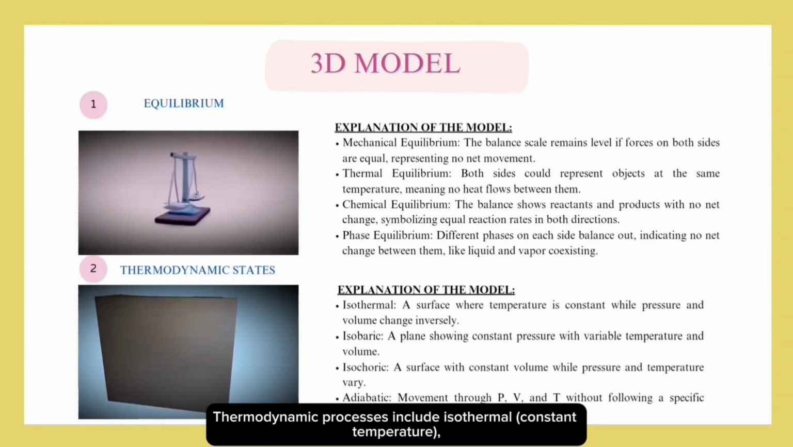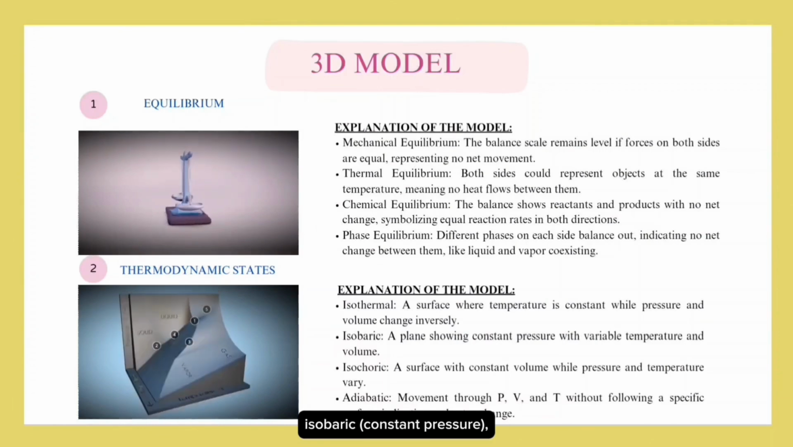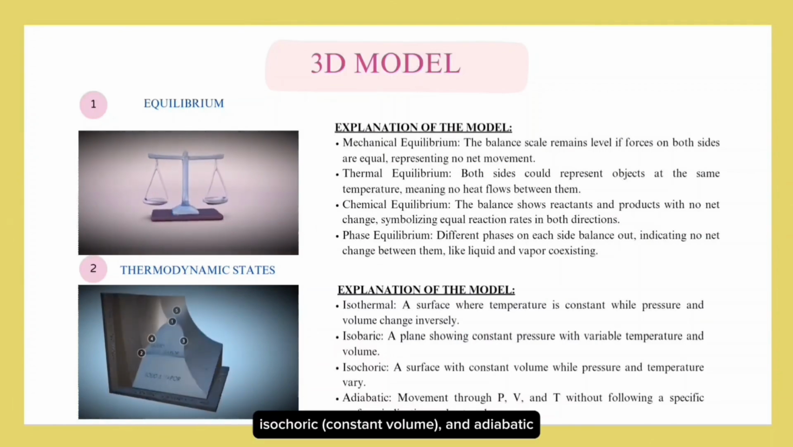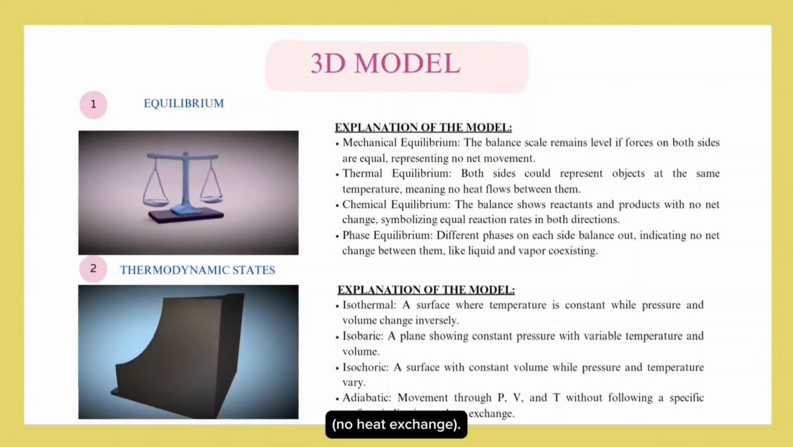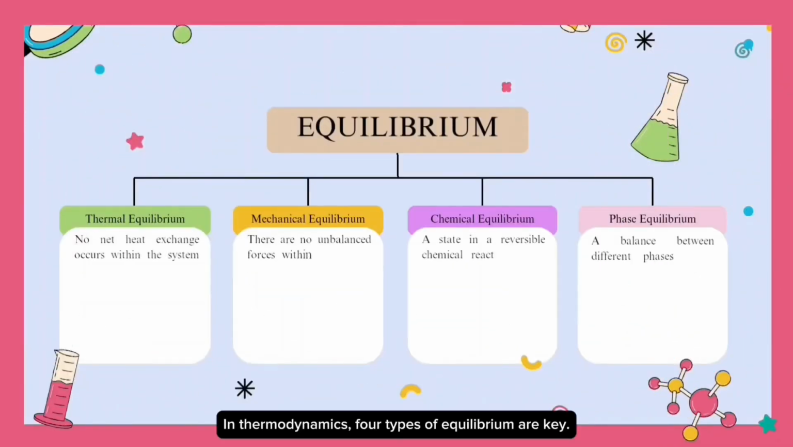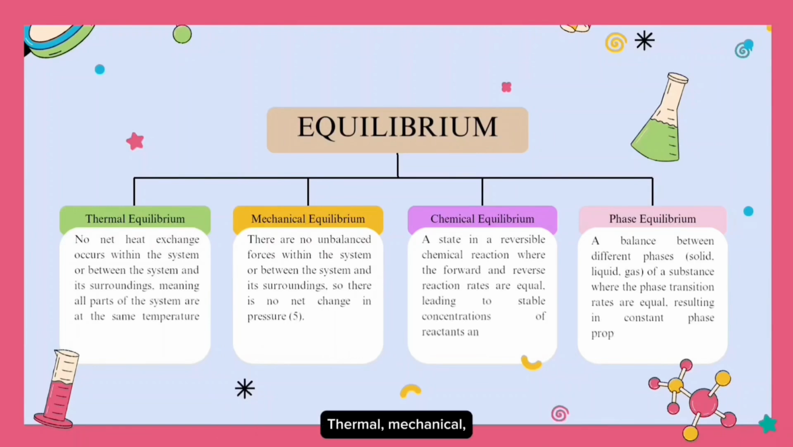Thermodynamic processes include isothermal, constant temperature; isobaric, constant pressure; isochoric, constant volume; and adiabatic, no heat exchange. In thermodynamics, 4 types of equilibrium are key: thermal, mechanical, chemical, and phase. Each balances its own forces, ensuring system stability across energy, pressure, composition, and phase.